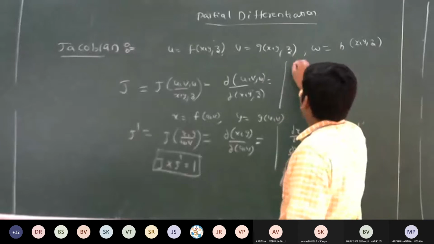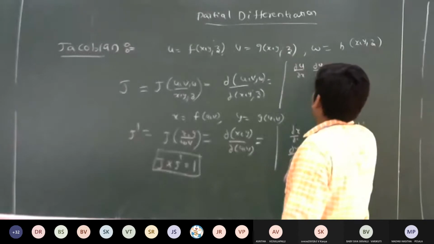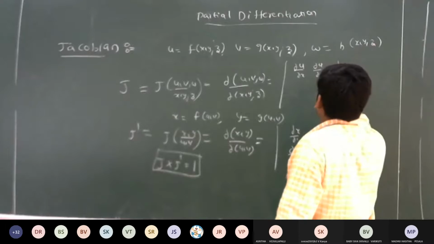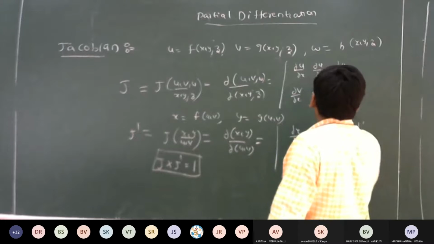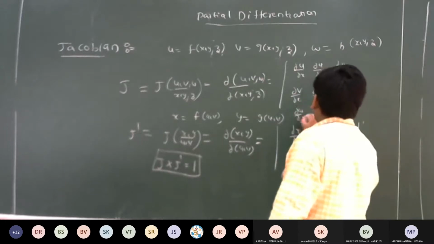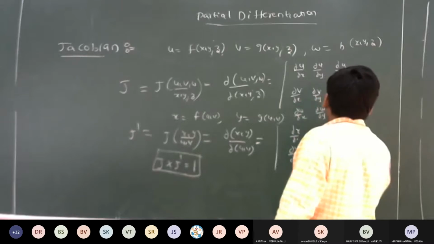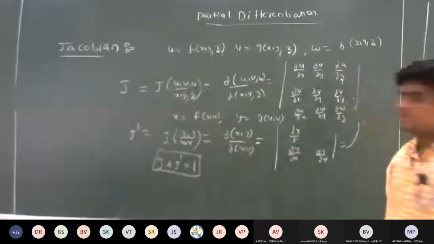So what is this Jacobian? The first row is dou u by dou x, dou u by dou y, dou u by dou z. The next row is dou v by dou x, dou v by dou y, dou v by dou z. The last row is dou w by dou x, dou w by dou y, dou w by dou z. So this is the Jacobian for the three variables.